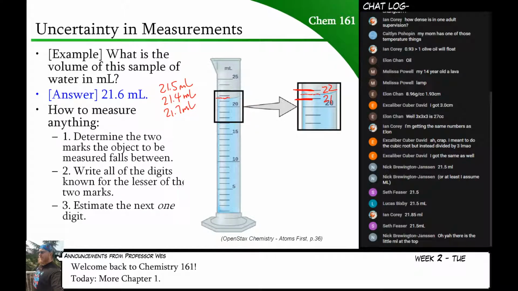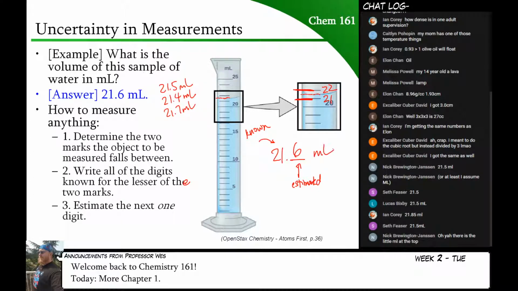Write out all of the digits of the lesser of the two marks. So the smaller mark was 21, so I'm going to write that down. And then I'm going to estimate the next one digit. So this is estimated, and these digits are known. And in this case, I estimated it to be 6.